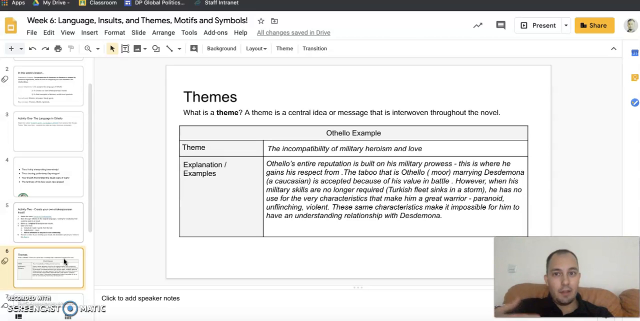These characteristics are of no use anymore. And these characteristics actually make it impossible for him to have an understanding and trusting relationship with Desdemona. So it's this idea throughout the play that the same things that make a warrior great mean that they are incapable of having meaningful and trusting relationships.